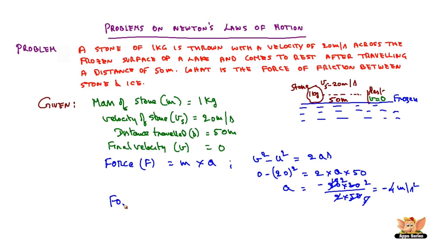So the force of friction between stone and ice is mass, 1 kg, into A, which is minus 4. So minus 4 Newton.